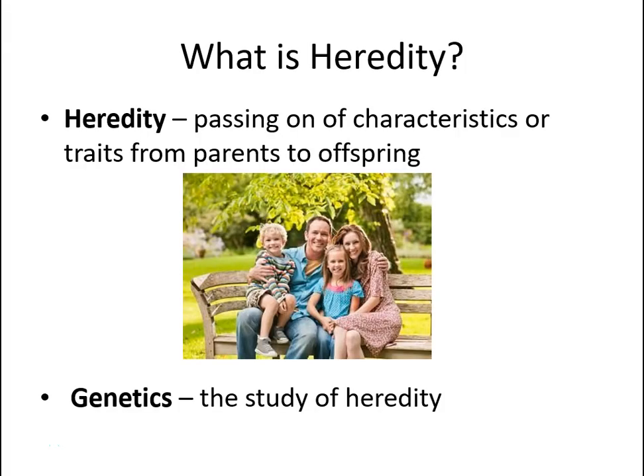Today's notes are on Punnett Squares. When we talk about Punnett Squares, we are looking at heredity, which is the passing on of characteristics or traits from parents to offspring. So basically, how traits are inherited, and this is usually occurring through sexual reproduction. The study of heredity is known as genetics.